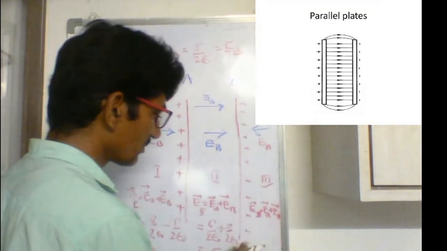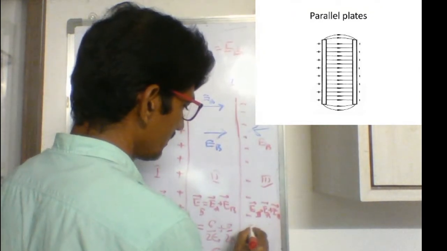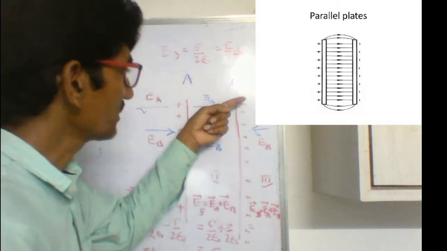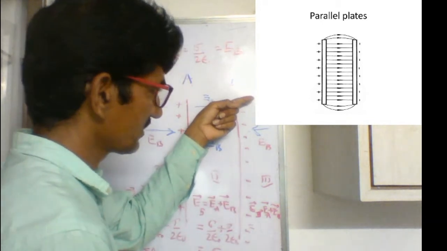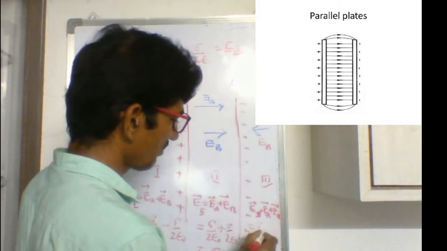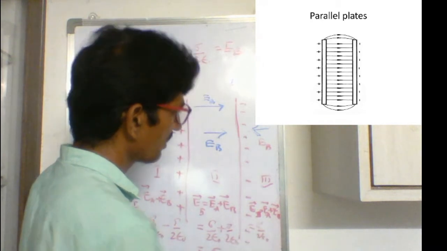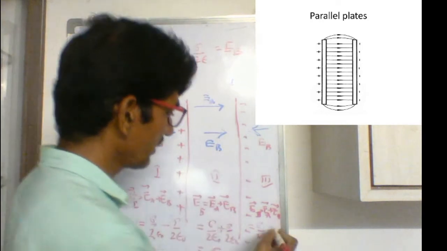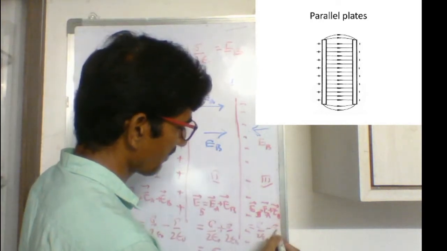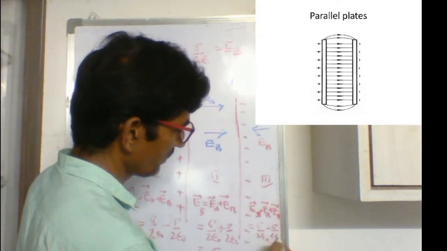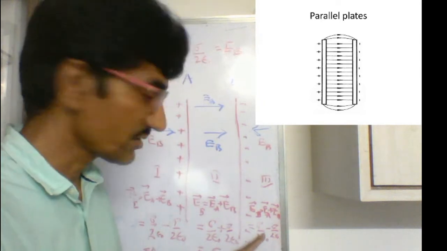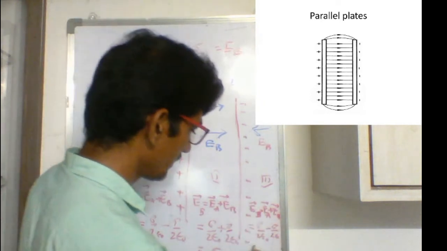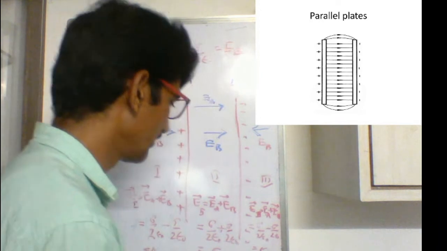Right, here let us go for region 3. What is EA? Let us take this to be positive, sigma by 2 epsilon naught. EB is pointing in this direction, that's why you have to put negative, and its magnitude is sigma by 2 epsilon naught. Plus this thing and minus the same thing is equal to 0.